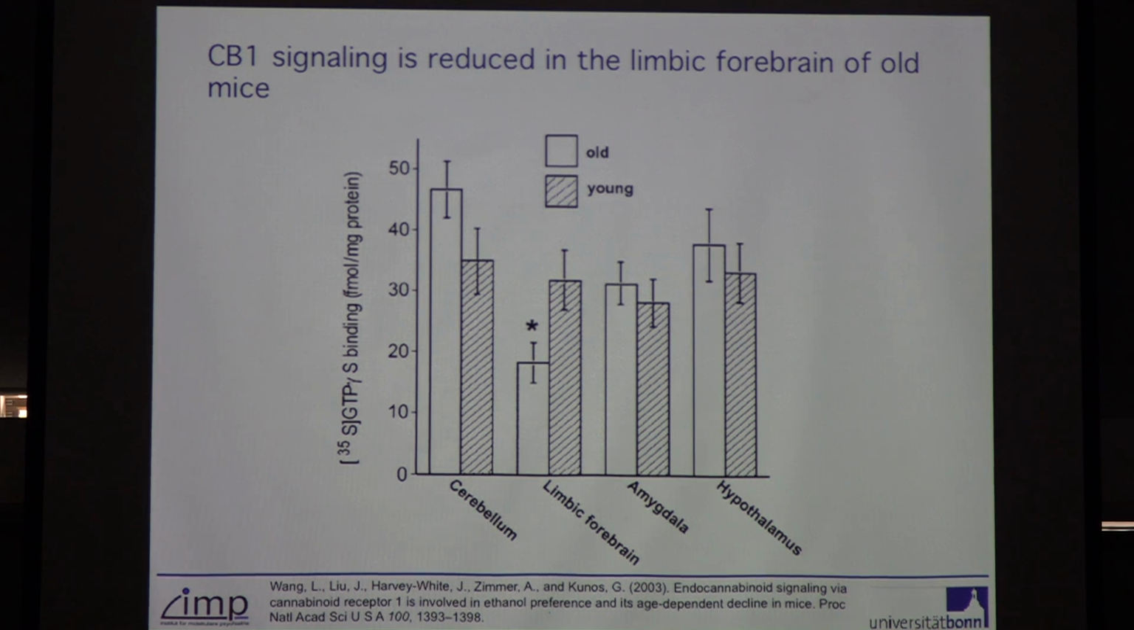Now there is not so much of a difference in the level of radioligand binding in the brain. There are differences, but the differences are small. Where people do see differences is in the signaling of the CB1 receptor. If you do GTP gamma S binding assays from different brain regions, you can see that specifically in limbic forebrain structures, also the hippocampus, old animals show a reduced CB1 receptor signaling compared to young animals. You don't see a difference in the expression, only in the signaling.